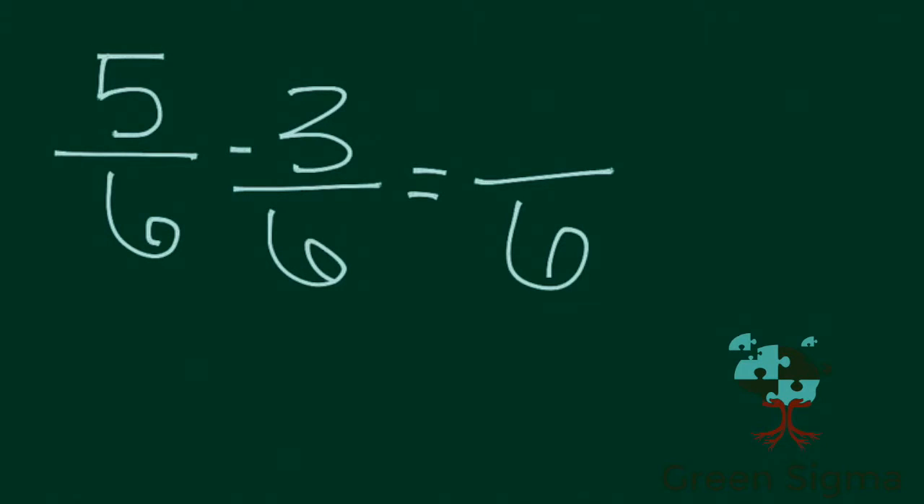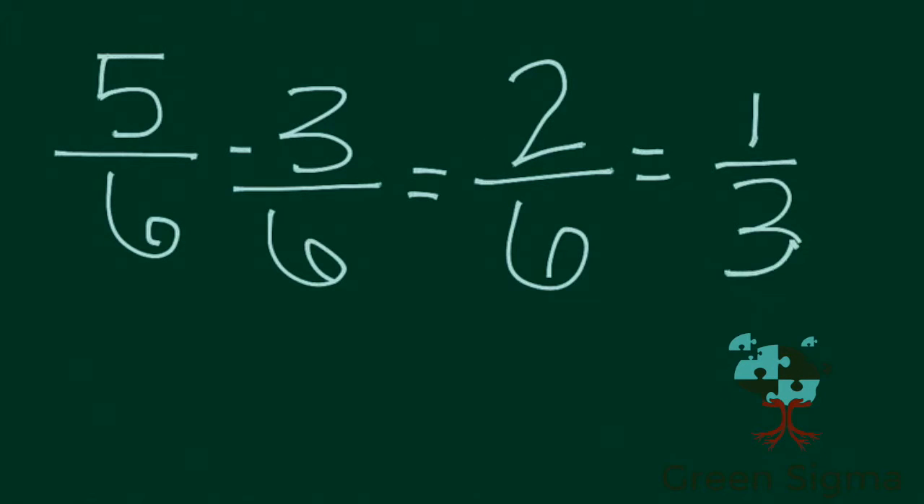Now you're going to subtract the numerators. 5 minus 3 is 2. And then we just simplify that as usual, which gets you to 1/3. Now let's move on to subtracting fractions with different denominators.